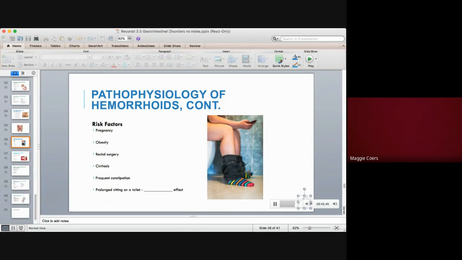And then prolonged sitting on a toilet can produce a tourniquet effect on the hemorrhoidal veins. It's like putting a tourniquet on your arm, the vein kind of pumps up with blood. It's the same concept with the hemorrhoid. The hemorrhoidal vein fills with blood and becomes very large. So these are some other risk factors.